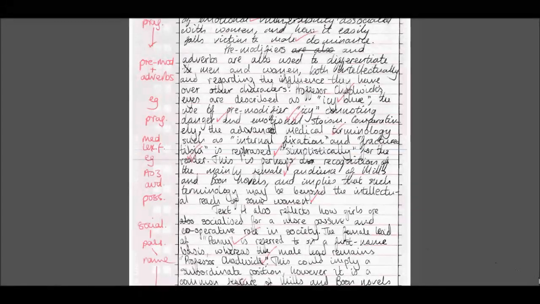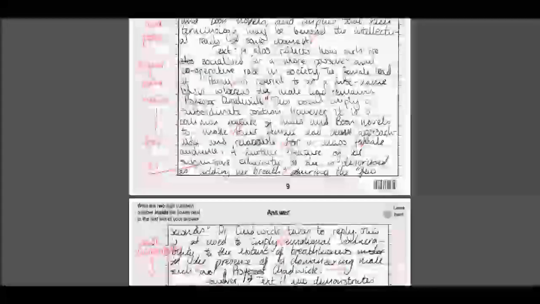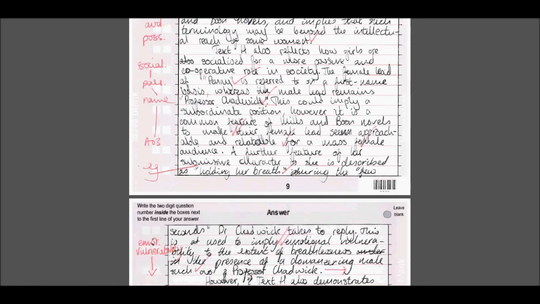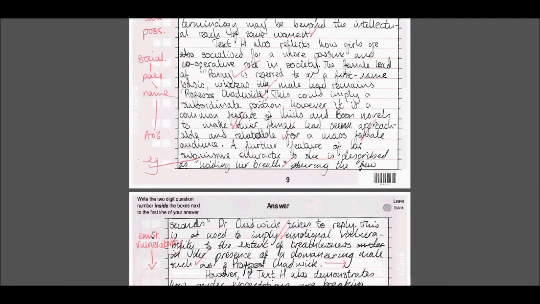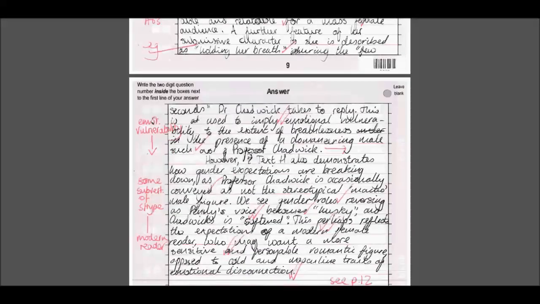Text H also reflects how girls are socialised for a more passive and cooperative role in society. The female lead, Penny, is referred to on a first-name basis, whereas the male lead remains Professor Chadwick. This could imply a subordinate position. However, it is a common feature of Mills and Boon novels to make their female lead seem approachable and relatable for a mass female audience. A further feature of her submissive character is that she is described as holding her breath during the few seconds Dr. Chadwick takes to reply. This is used to imply emotional vulnerability, the extent of breathlessness, the presence of a domineering male such as Professor Chadwick.